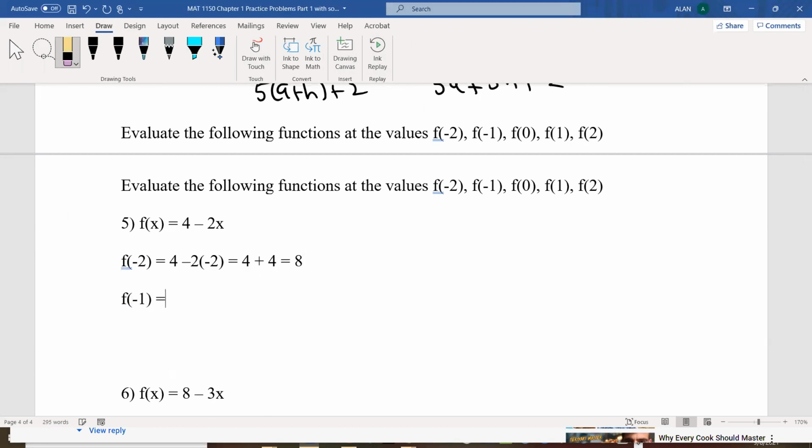f of -1 would be 4 minus 2 times -1. That's 4 plus 3, which is 7. Oh, no, what did I do? 2, sorry. That was a typo. 6. Now, by the way, by doing it like this, if you notice, it's -2, -1, 0, 1, and 2. The purpose of doing it like this is that you notice something, a pattern that's emerging here.